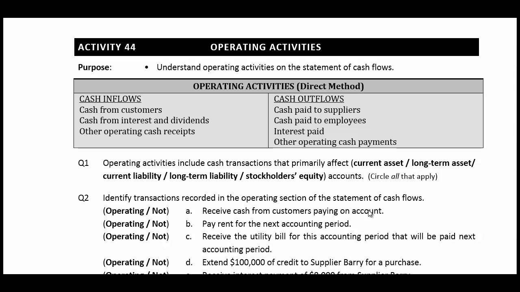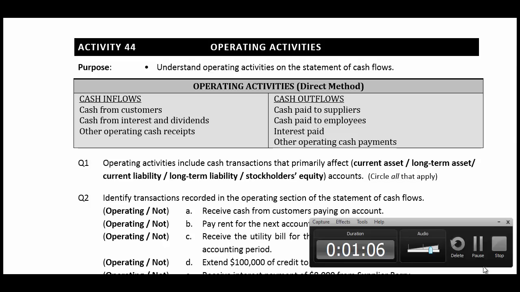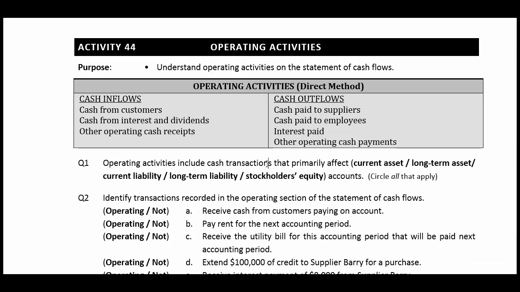So fill out activity 44 right now, and then we'll go over it. Operating activities affect what items? Current assets and current liabilities.